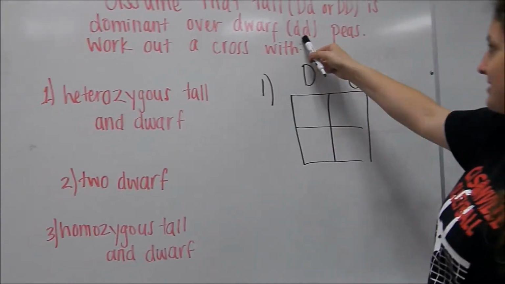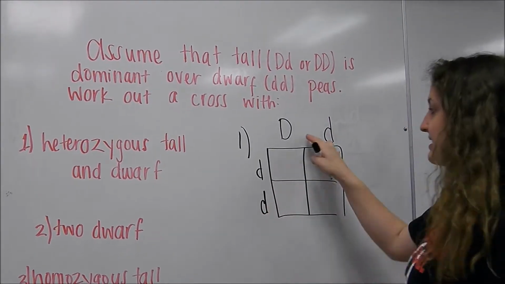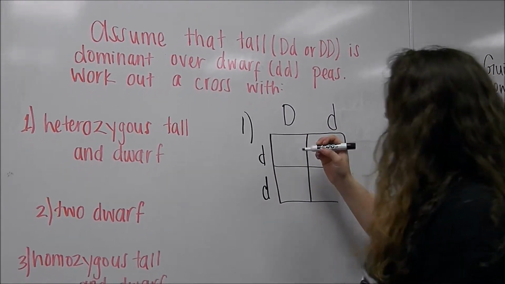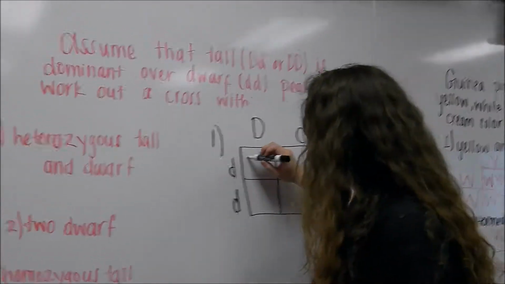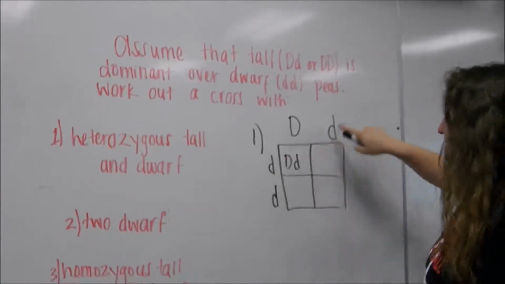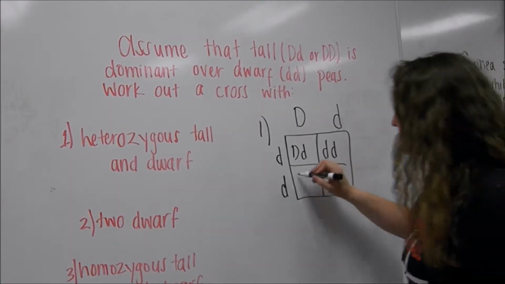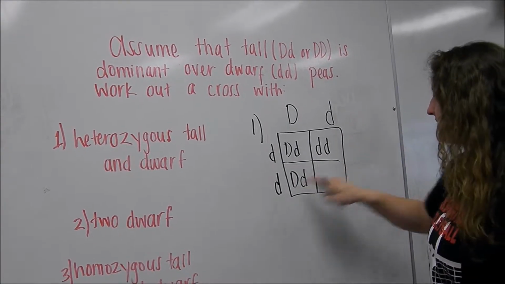And then dwarf, which means this, so you'll put that one on the side. And because these aren't sex-linked, it doesn't really matter which one's the mom or the dad. So I always put the big letter first, so D, d, and you just cross between these two. So then you do it with these two. D, d. And then again, the big letter first. D, d. And then d, d.